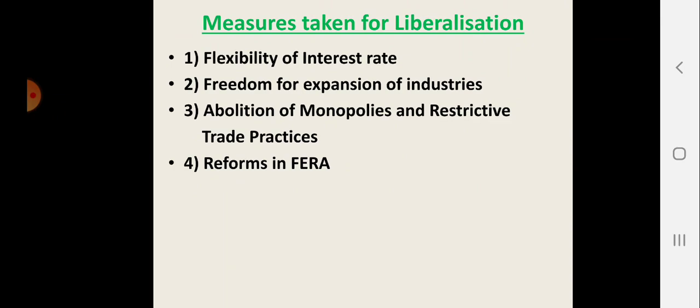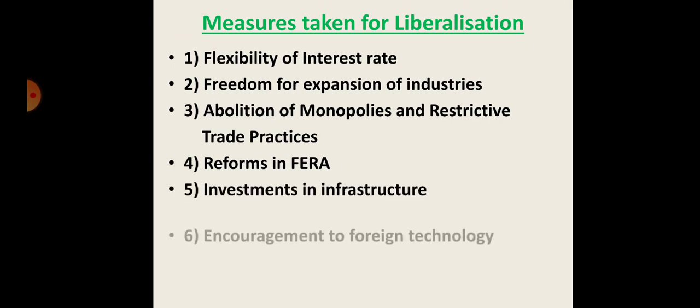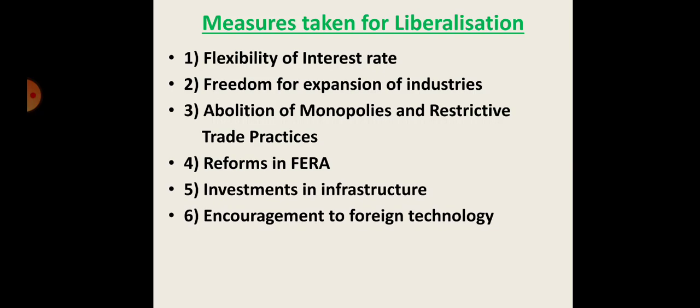Then the next measure taken for liberalization is investment in infrastructure. We know that infrastructure is the most important factor playing the main role in industrial development. So infrastructure was opened to domestic as well as foreign investors. They could invest in rail, roads, and also power projects. So automatically infrastructure is developed, and it supports your economy.